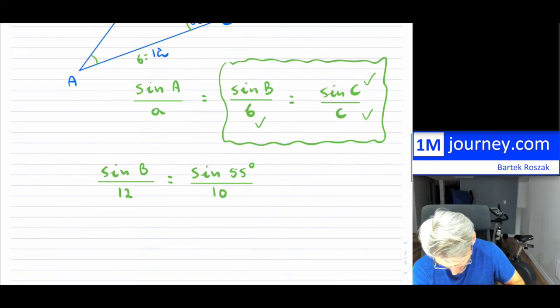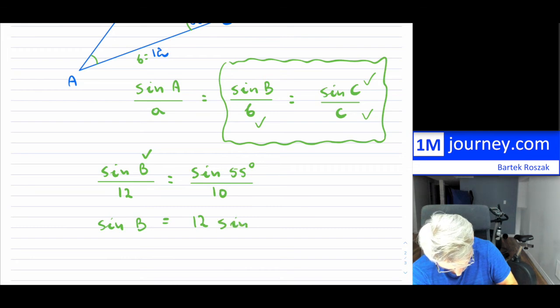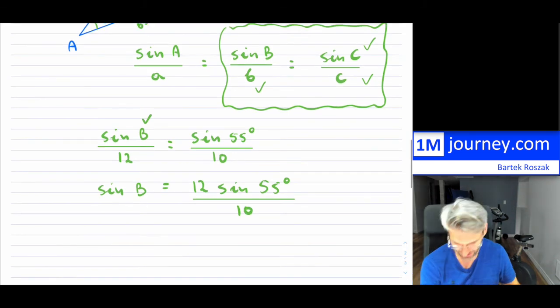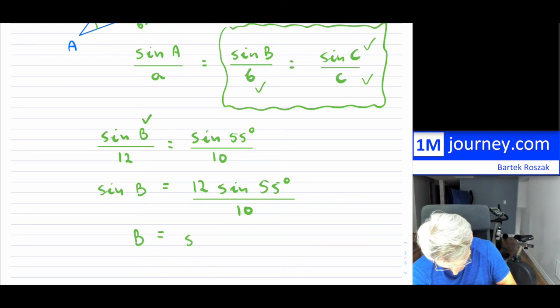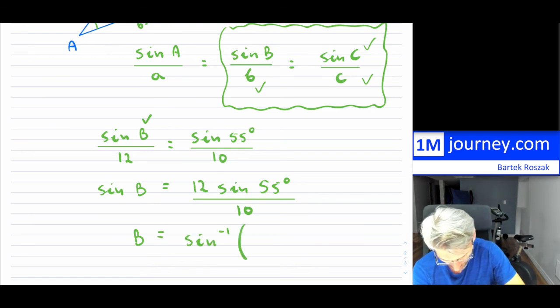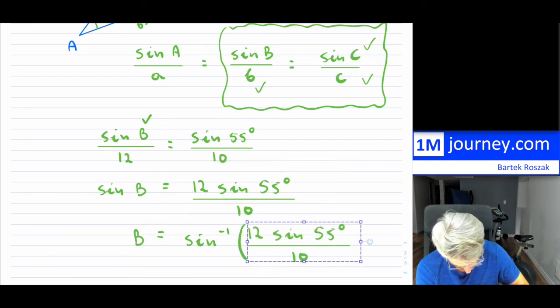All right, so let's go ahead and solve for this. So sine of the angle B is equal to 12 multiplied by sine of 55 divided by 10. I'm just moving that 12 over on the other side. Now I can use the inverse to find out B. So B is sine inverse of all of this right here.